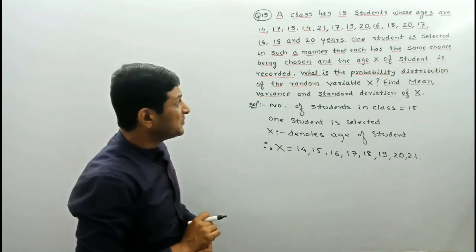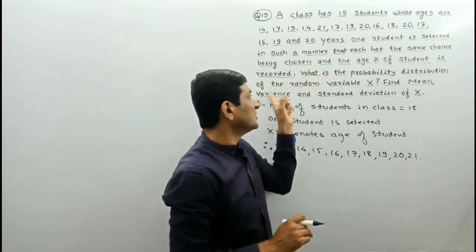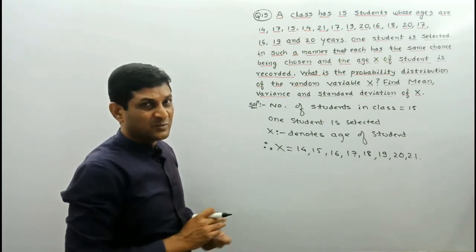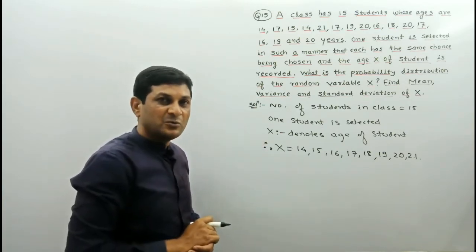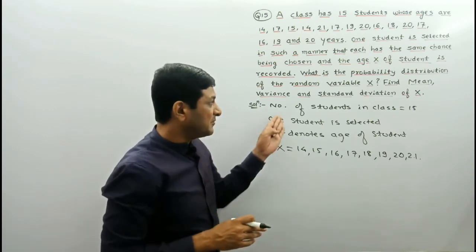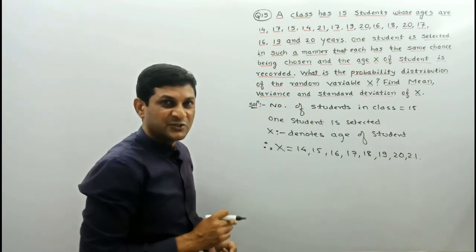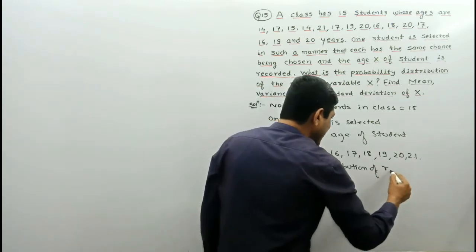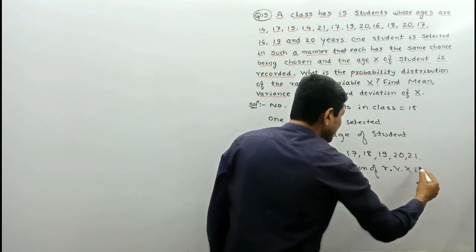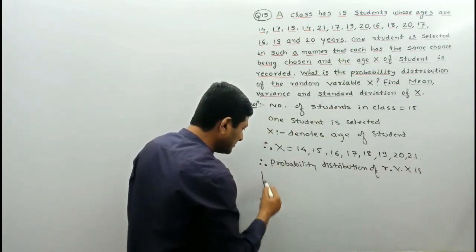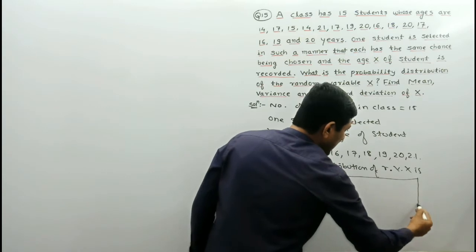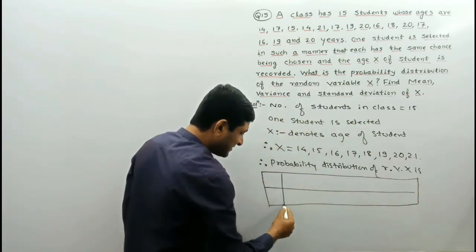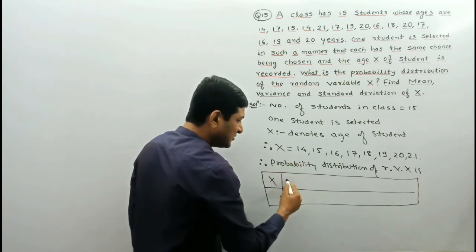Now we have to first find out the probability distribution of the random variable x. So directly we are able to find out the probability distribution because easily we are able to count the ages of the students from the given ages of 15 students. So therefore for the probability distribution of this random variable x, first write down the values of x and then we are trying to find out their corresponding probabilities. So first we are writing the values of x. What are the values of x?